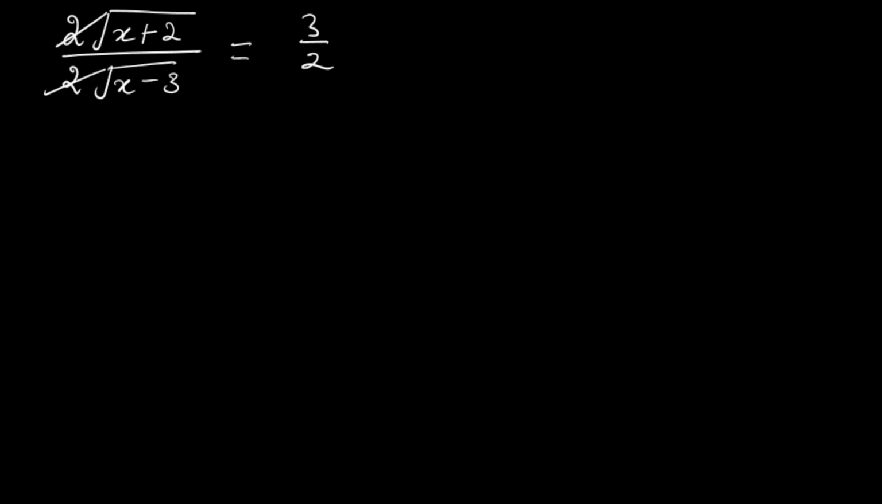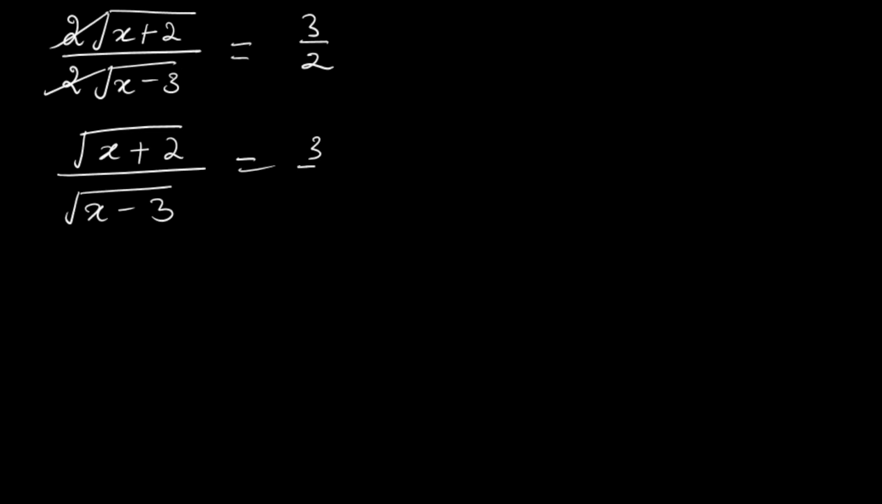So 2 and 2 will get cancelled. Now what we are left with? We are left with square root of x plus 2 by square root of x minus 3 is equals to 3 by 2. So whenever we have square root, what we can do? Whenever we have square root, how to remove that square root?